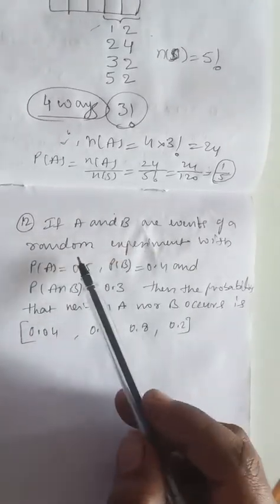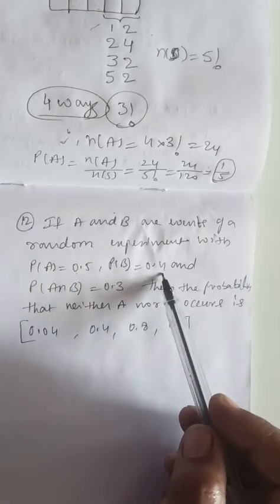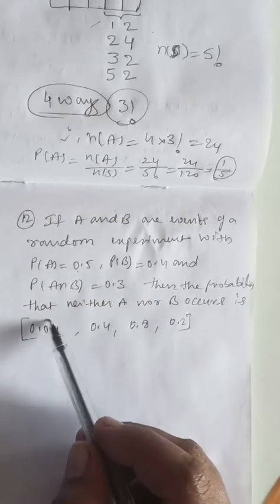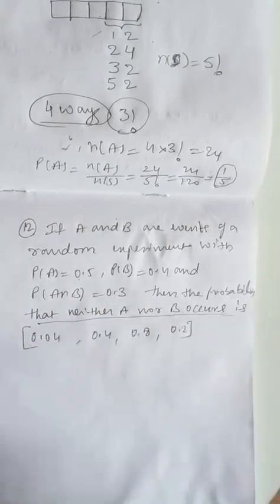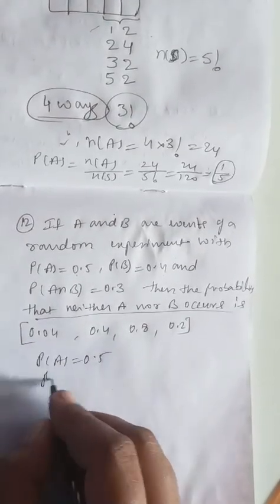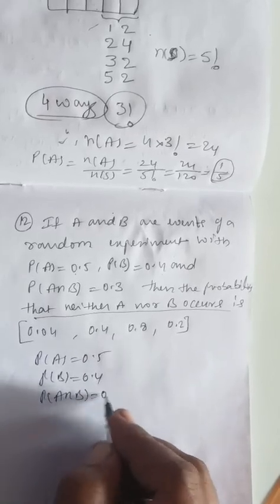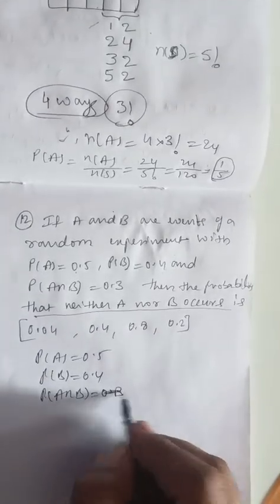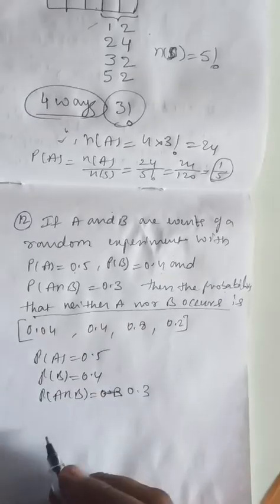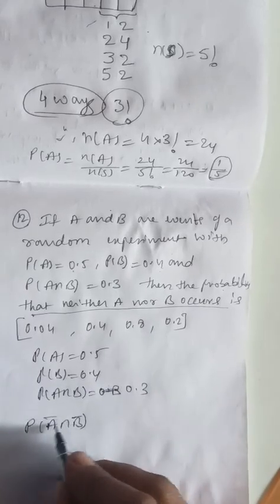If A and B are events of a random experiment with P of A equal to 0.5, P of B equal to 0.4 and P of A intersection B equal to 0.3, then what is the probability that neither A nor B occurs? Here P of A is 0.5, P of B is 0.4, P of A intersection B is 0.3. The probability that neither A nor B occurs means P of A bar intersection B bar.